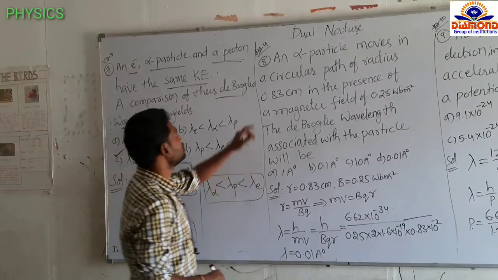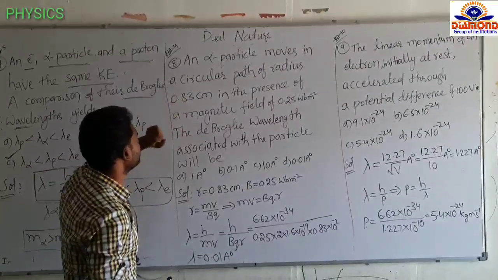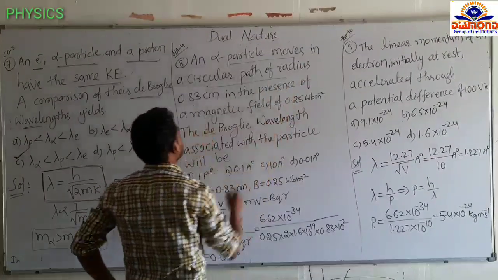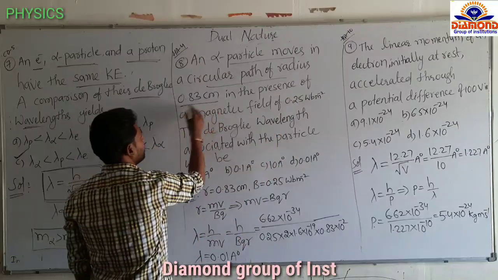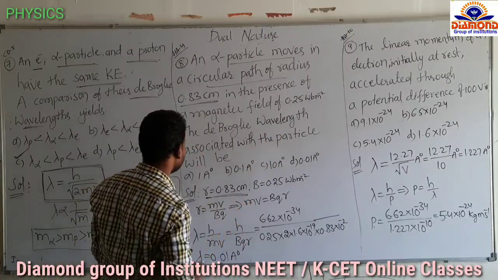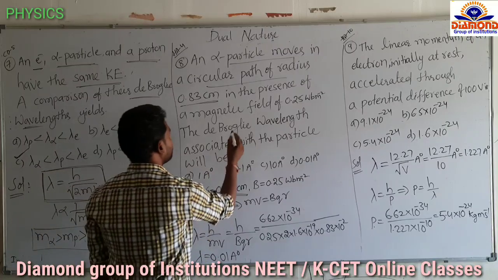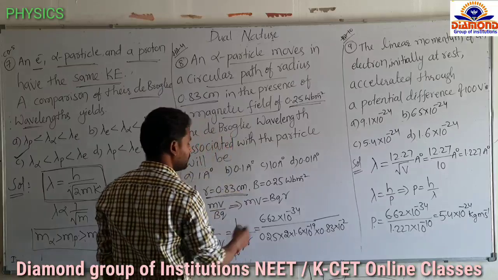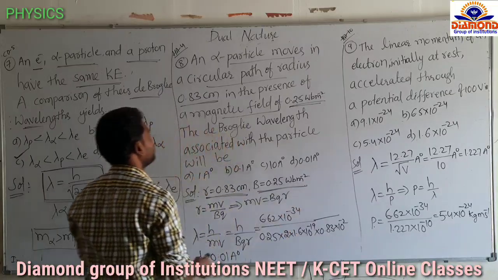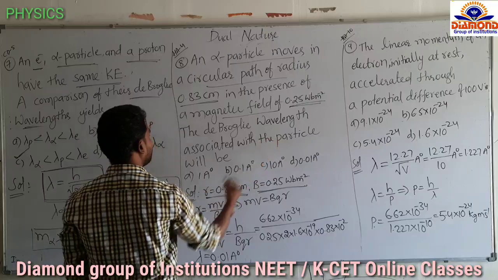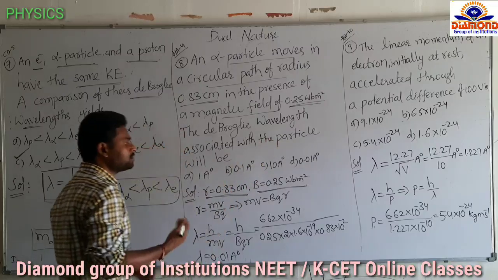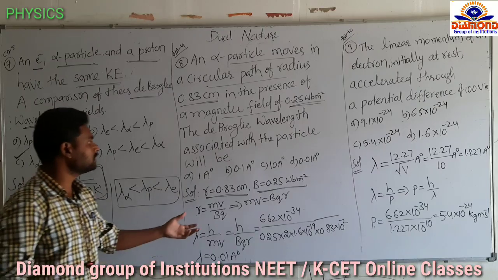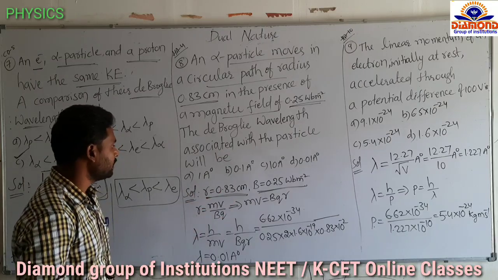See the next question, the eighth question in your home assignment, fourth question. An alpha particle moves in a circular path of radius 0.83 centimeter, which I have written here, in the presence of a magnetic field. The magnetic field they have also given, 0.25 Weber per meter square. The de Broglie wavelength associated with the particle will be? To find the de Broglie wavelength, we need the momentum value. So by using this given data, we have to find the momentum.